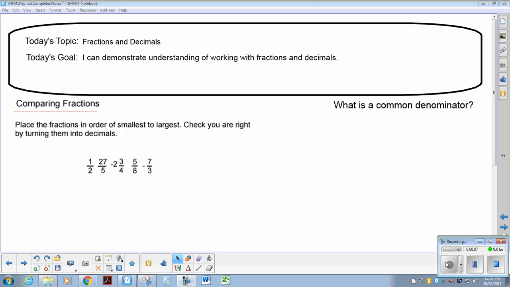This lesson is going to be a little bit longer because there's a little bit more to cover and I want to go over a couple of things for some people. So the goal is I want you to have an understanding of how to work with fractions and decimals.